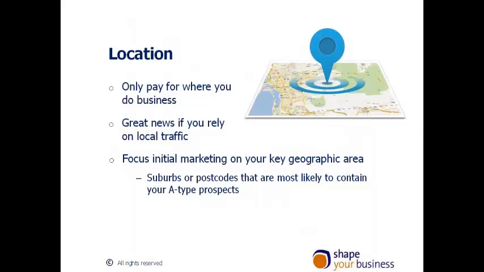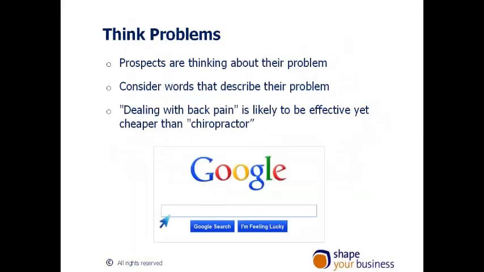For most businesses who rely on local traffic, this is great news. Look to focus your initial marketing on the key geographic areas, suburbs, or even postcodes that are most likely to contain your A-type prospects, and exclude those that you do not want included, even if that's just an interim measure.